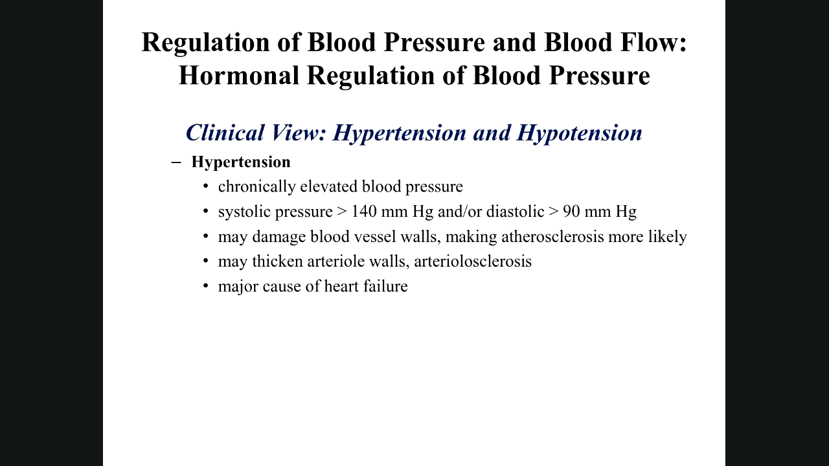Now, to finish this up, we've got the terms hypertension and hypotension, and then we'll be done. Hypertension is high blood pressure. 140/90 is usually what we consider high blood pressure. This can start to damage blood vessels, make atherosclerosis take place more often, thicken the walls, start to cause this arteriosclerosis, and this is a major cause of heart failure. So hypertension, high blood pressure, take care of that high blood pressure.